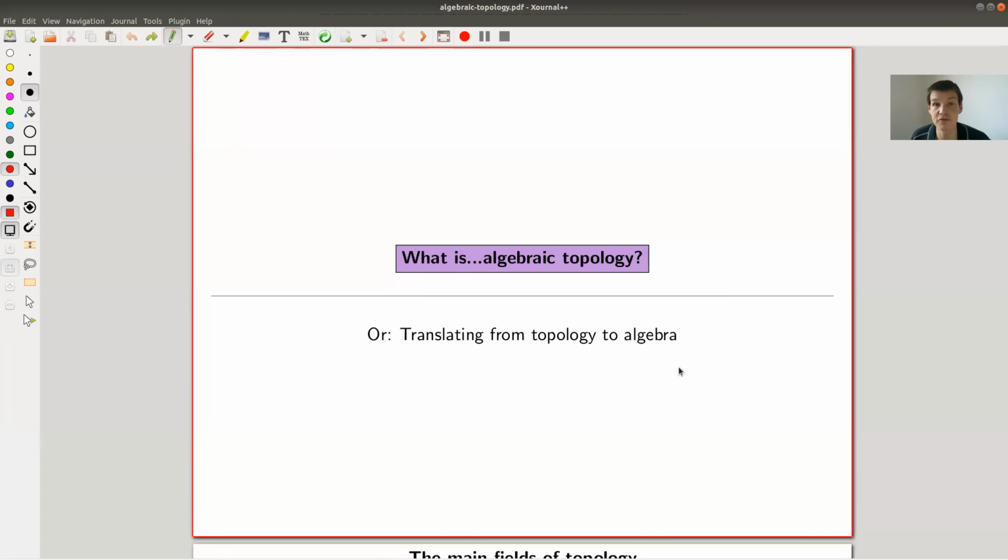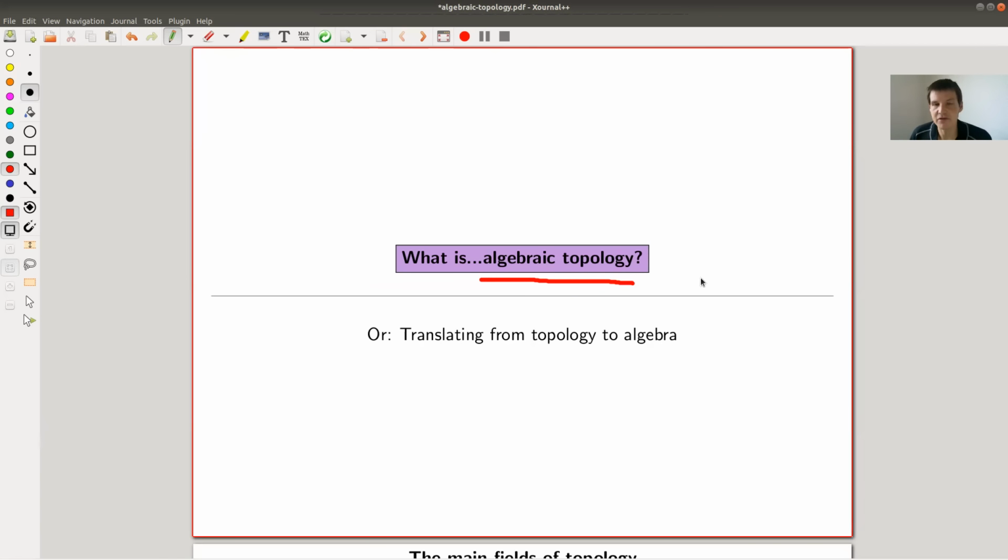Okay, welcome everyone to the series, What is Algebraic Topology? So the part of topology which is very algebraic in nature, hence the name. The main goal is to explain the main concepts of algebraic topology and why they are important. The main point will be the construction of what is called homology, because homology plays a really big role in mathematics and beyond, as we will see.